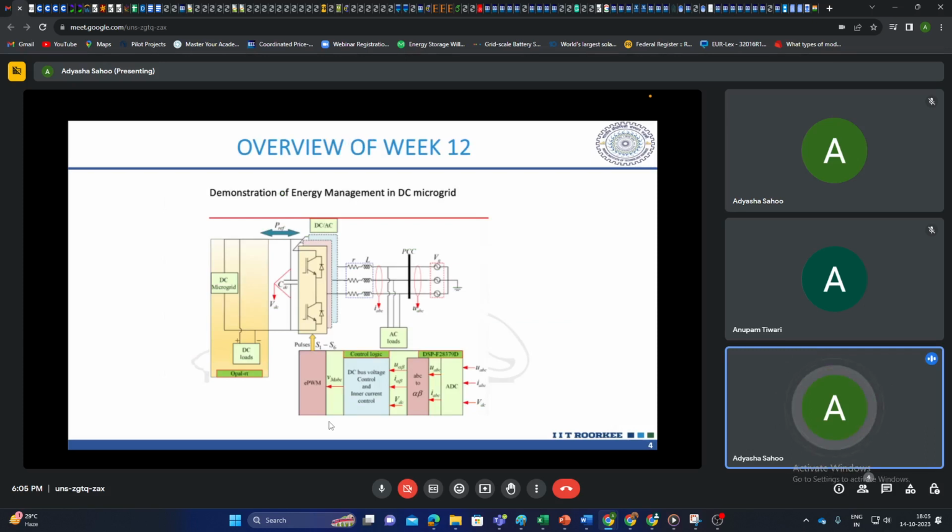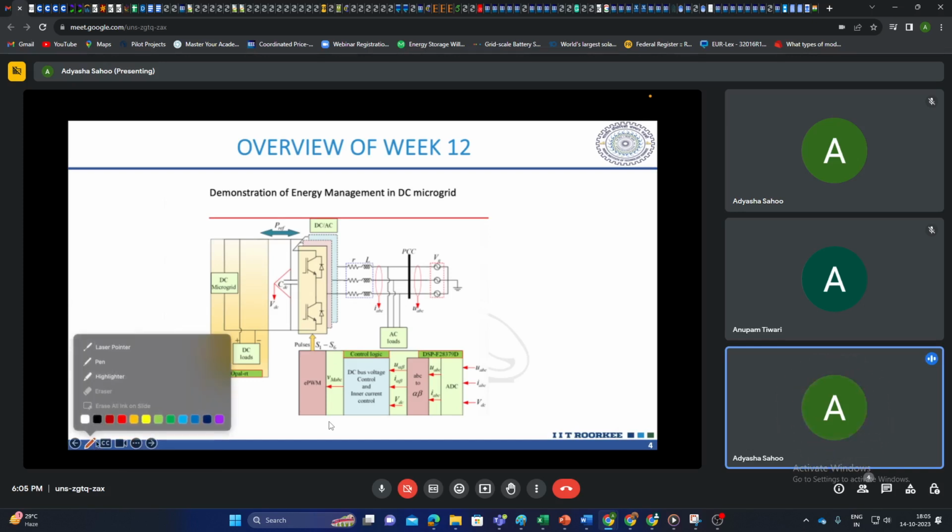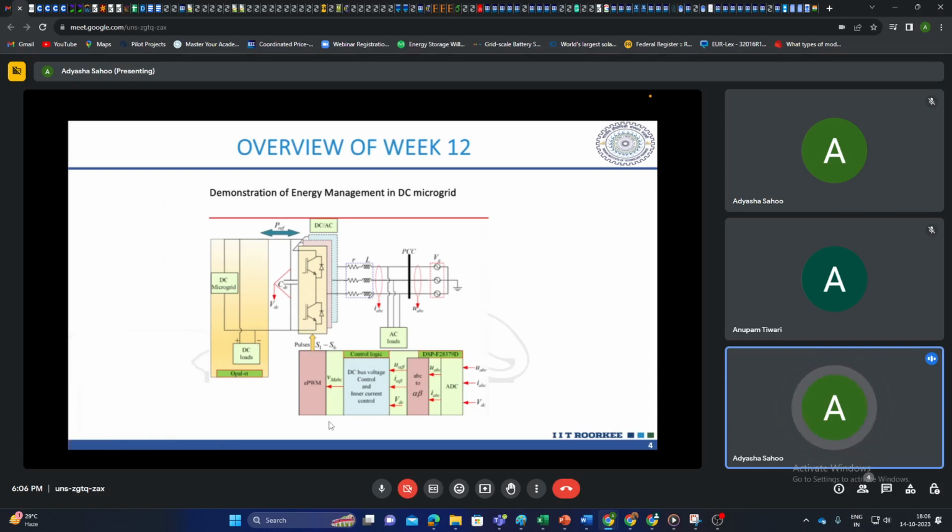For the last week, the first topic that was discussed was basically a demonstration of the concepts that we discussed mostly in the previous week. So first was a demonstration of energy management in a DC microgrid.